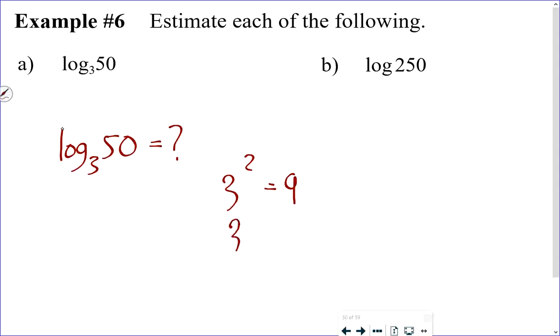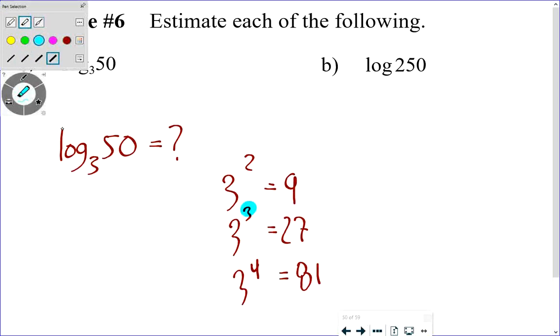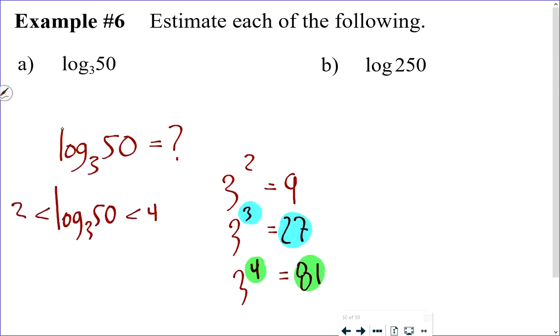What is 3 to the 3? It's 27. Oh, it's not 50. If it was 50, then this would be equal to 3. What is 3 to the 4? Well, it's 81. So what's happening here is the exponent of 3 is giving us a number that's smaller than 50. The exponent of 4 is giving us a number bigger than 50, which means that log base 3 of 50 is between 3 and 4.